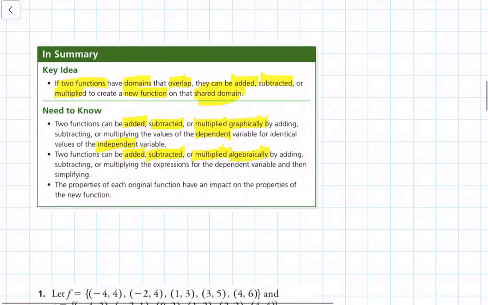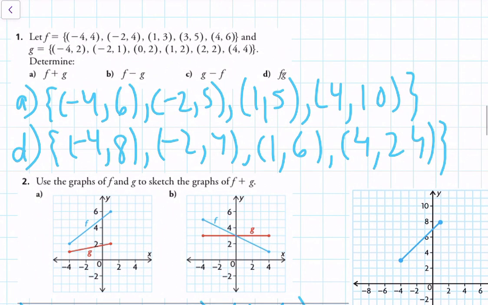Perfect. Okay, so this can tell us that if two functions have domains that overlap, they can be added, subtracted, or multiplied to create a new function over a shared domain. And this further tells us that this can happen graphically or algebraically. So we have some examples here of various types of addition, subtraction, multiplication, and division of functions.